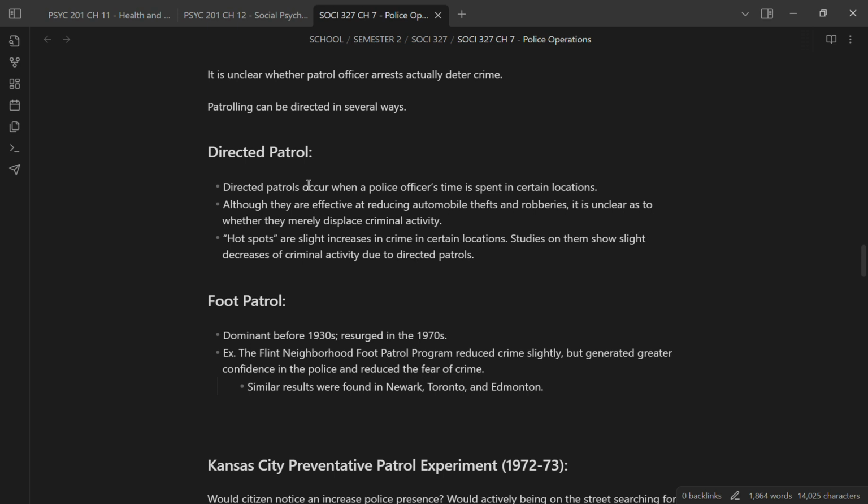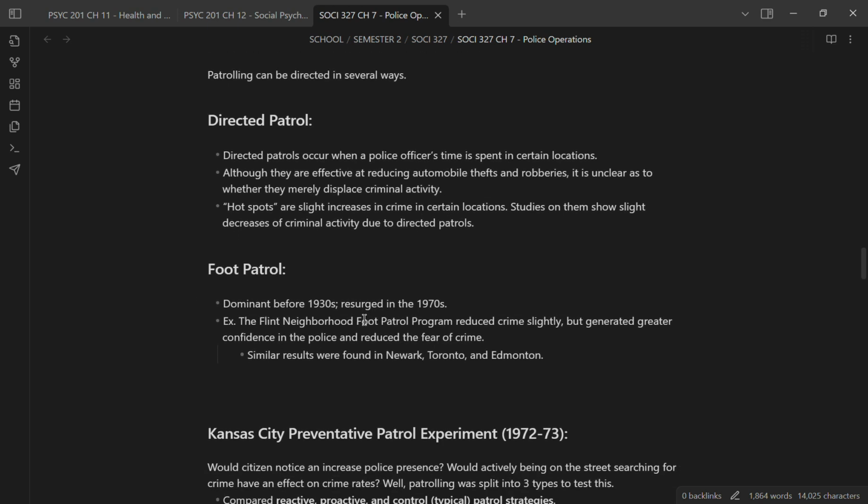Foot patrols existed before we had cars, widespread cars. These were dominant in the 30s, resurged in the 70s. And we really saw this in the Flint neighborhood foot patrol program, where you essentially had all of these cops on foot patrolling. It reduced crime slightly, but most importantly, it generated more confidence in the police and reduced the fear of crime. We saw this in Newark, Toronto, and Edmonton as well.